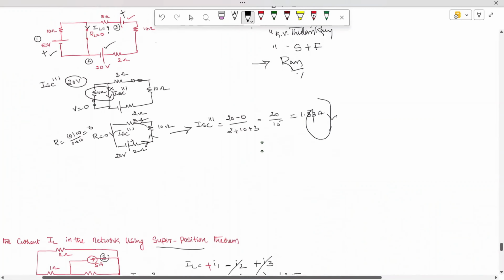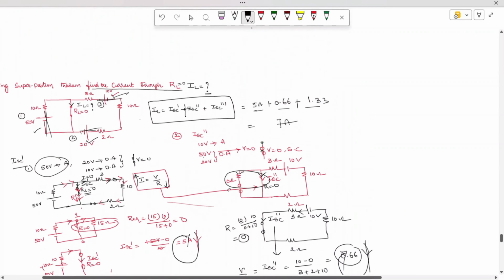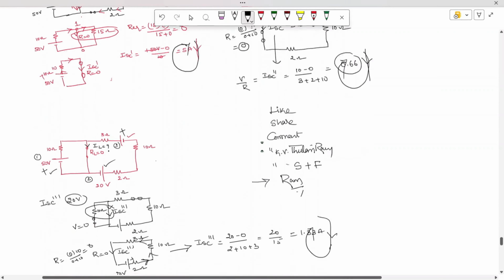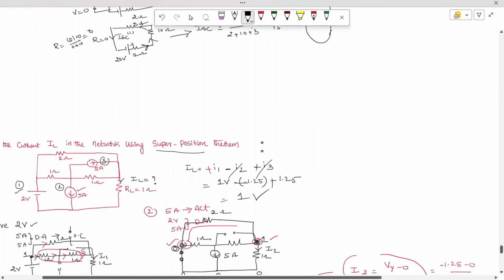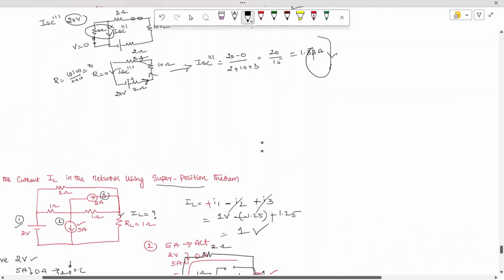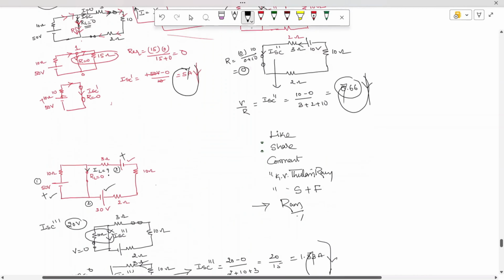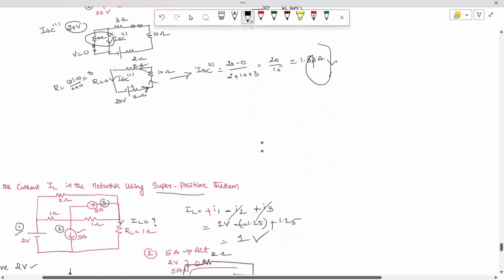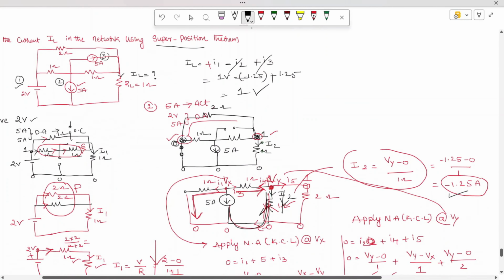So this is how we handle multiple sources. Sometimes you may get confused about how to take the currents. It is very simple. Three currents are there. The first current is flowing from top to bottom, that's why I kept plus. But this current has to flow in this direction, then only this is positive.